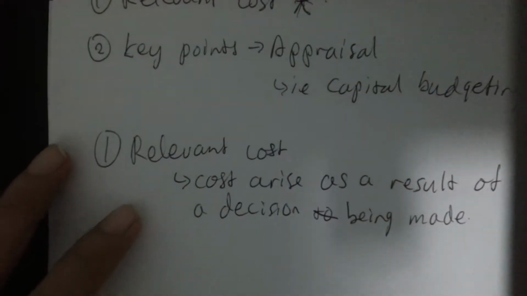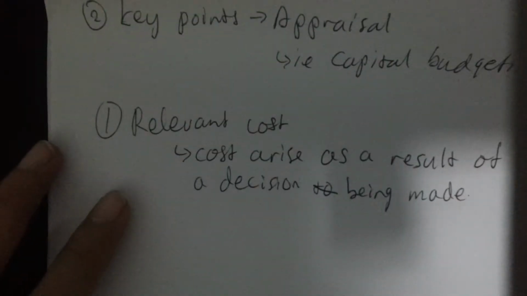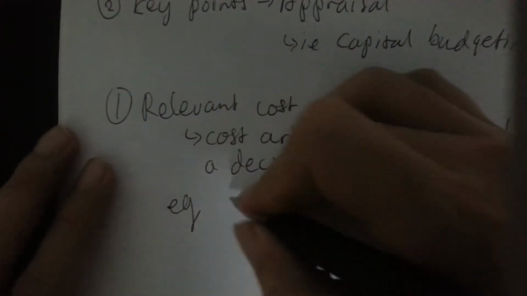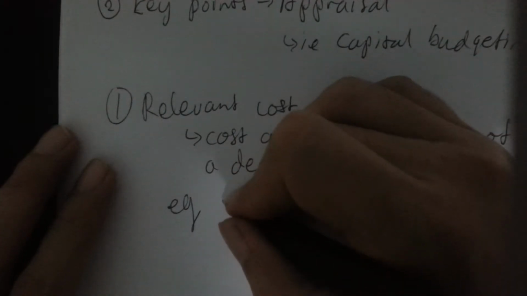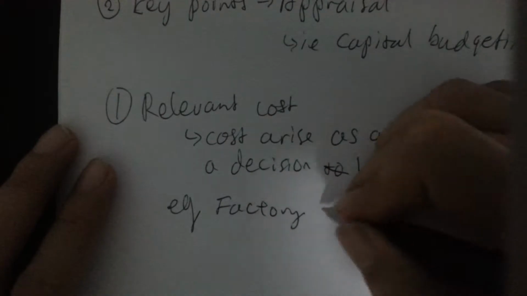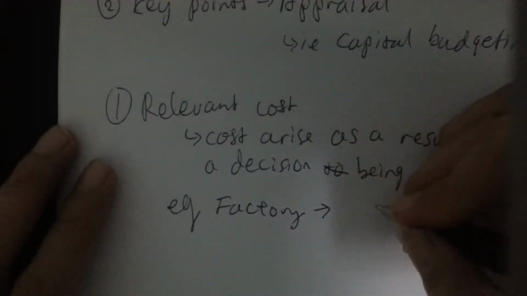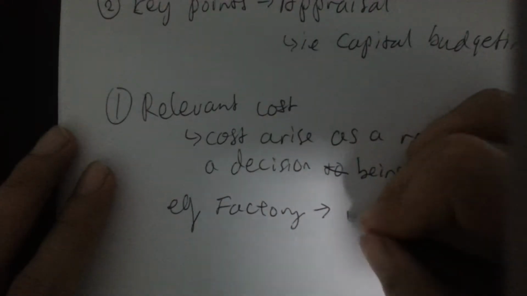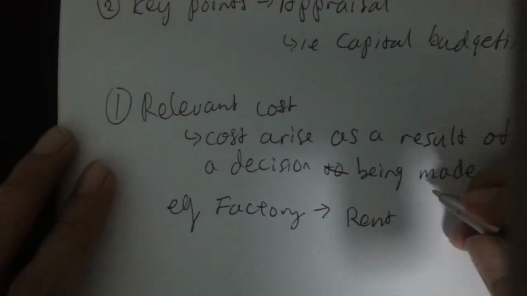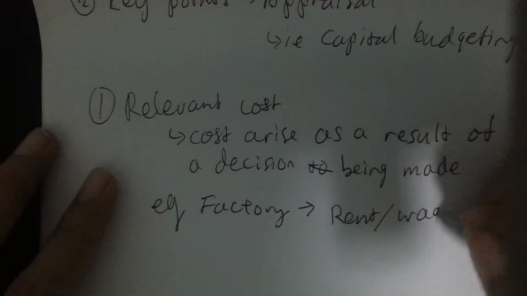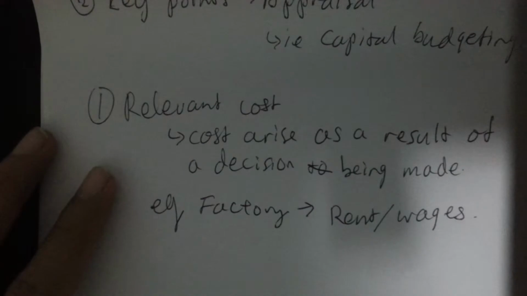Now there are many examples of this. One example that I can think of offhand is, for instance, let's say you want to start a factory. What could be a relevant cost when you decide to start the factory? So immediately, examples of relevant cost relating to starting a factory would be, for example, rental. Correct? You need to rent a place, and things such as wages, which you may have to pay. So this would be relevant.